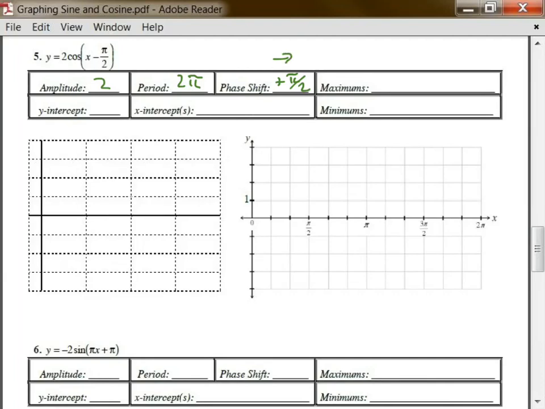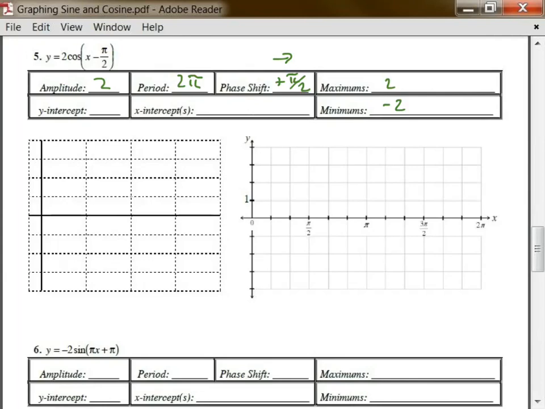Our maximums, let's see here, the amplitude is 2, so we're going to go up to 2 and go down to negative 2. And because there's no vertical shift, I can just say that. If there's a vertical shift, then that's going to change these values. The amplitude would be the same, but it's going to change these values because the midline changes whenever there's a vertical shift, which I think we're going to see in the next graph.